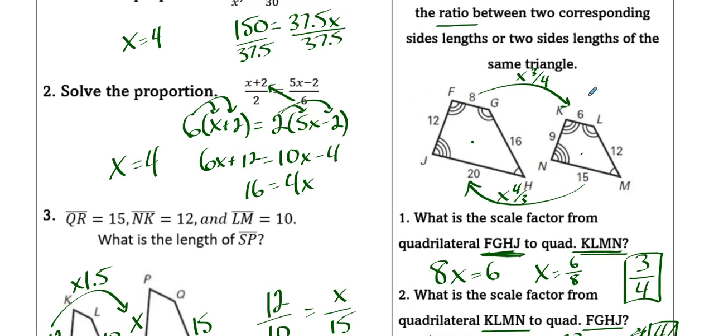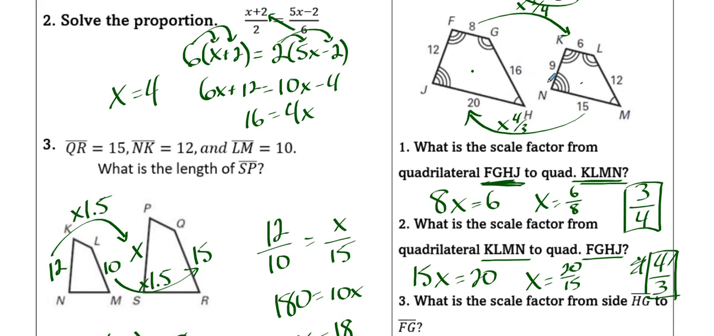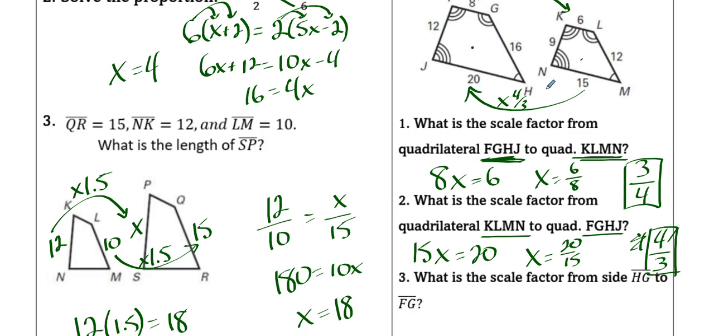Here it says triangles. It could be triangles, but it doesn't have to be triangles. Here we can see it also works with the quadrilateral. This one is talking about the scale factor from HG to FG. From HG to FG, going from 16 to 8. We want to think about what we must have multiplied by there. Scale factor has to be 1/2. 16 times 1/2 would give you 8.